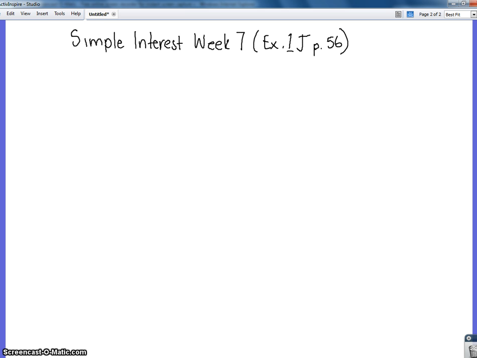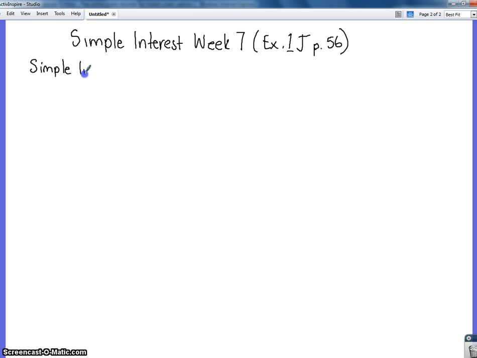Okay, so with simple interest, this is where you should be at. If you haven't done everything prior to now, then you're going to have to do some catch-up, because you do have a test next Friday. But simple interest follows a pretty simple formula, which is nice to know.